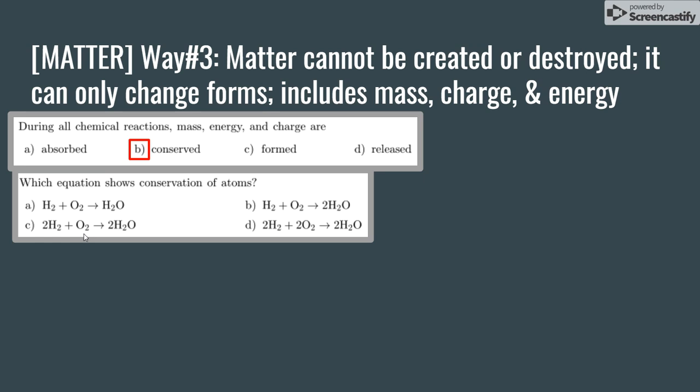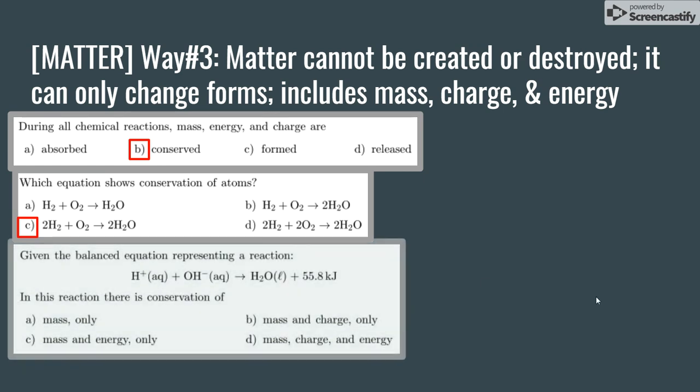On the left side, there are 2 oxygens. On the right side, there are also 2. 1 from this compound, 2 from the coefficient. So we can see that we have an equal number of hydrogens and oxygens on the left and right side. So the correct answer has to be C. To verify that it's not D, there's 4 hydrogens here, 4 hydrogens here, 4 oxygens here, and 2 oxygens here. So 4 and 2 are not equal, therefore it can't be D. Let's try the next one.